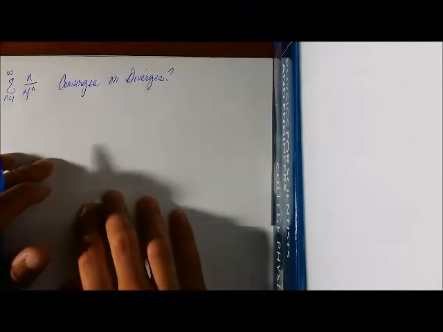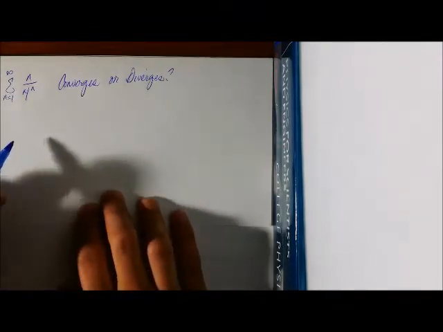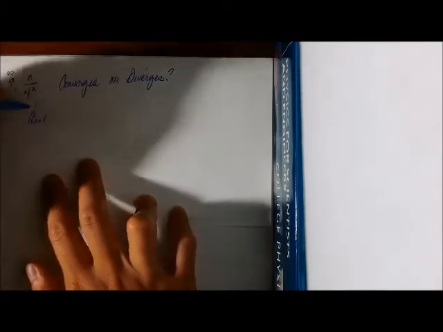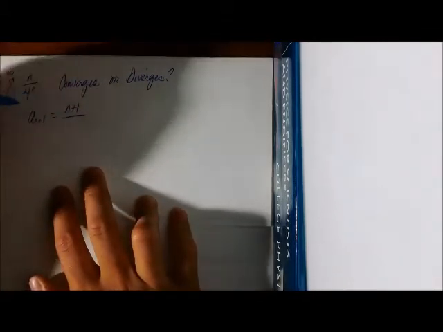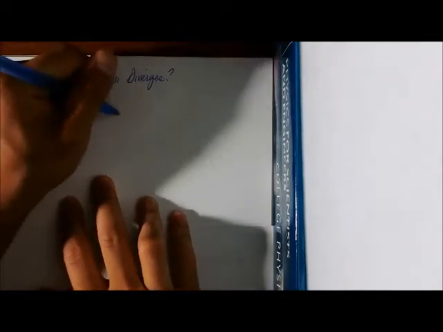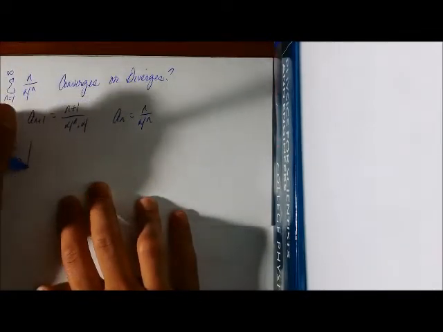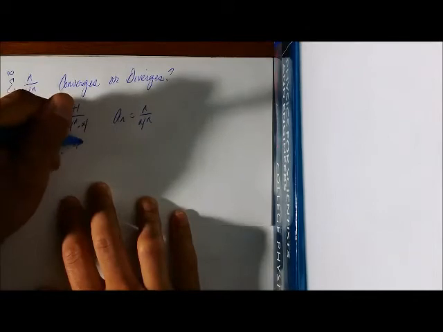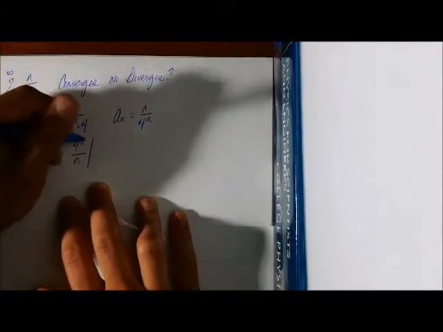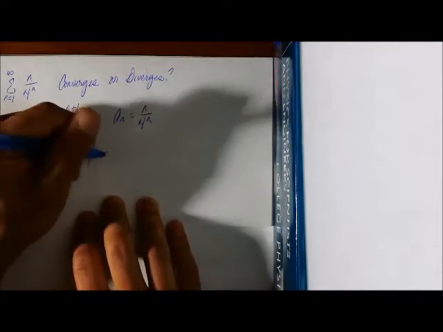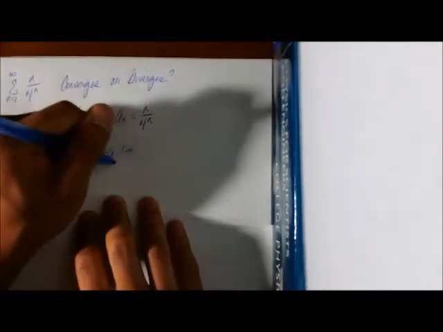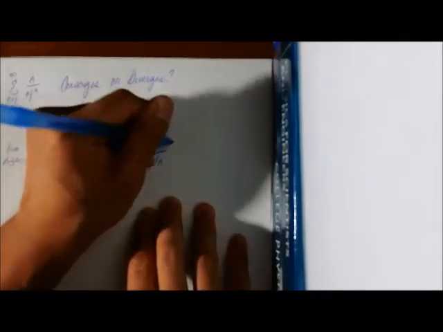With this problem, using the ratio test will be a lot easier to solve for convergence or divergence. A of n plus 1 is n plus 1 over 4 raised to the n times 4. A of n is n over 4 raised to the n. If we take the limit as n goes to infinity of the absolute value, we get n plus 1 over 4 to the n times 4 times 4 to the n over n. The 4 to the n's will cancel out, leaving you with the limit as n goes to infinity of the absolute value of n plus 1 over 4 times n.